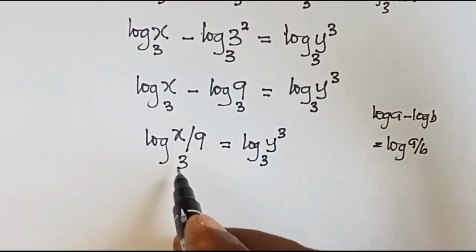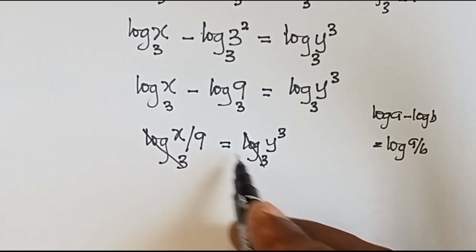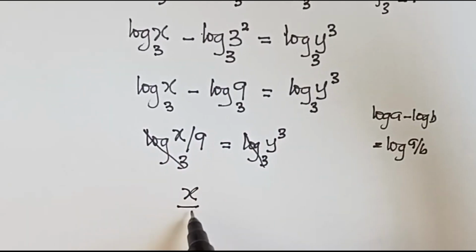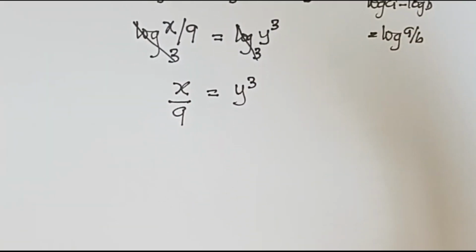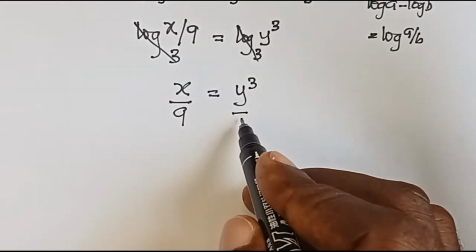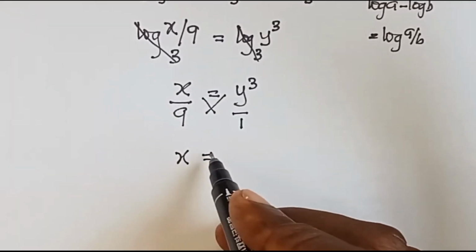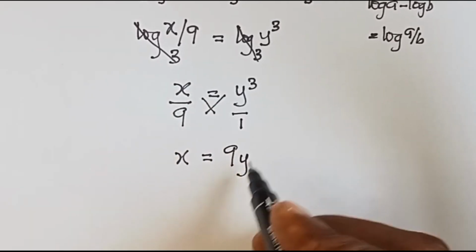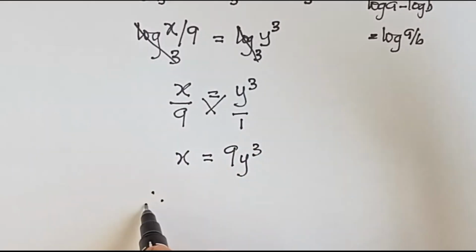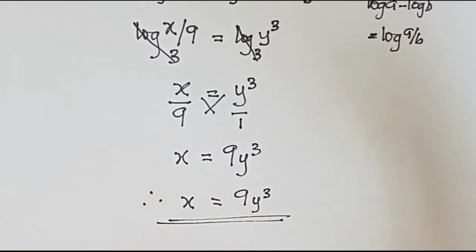Okay, from here, we can cancel out the log base 3. The log to base 3 cancels the log to base 3 here. Then what do we have? We have x over 9 equals y raised to power 3. Now, how do we find x, or how do we make x the subject of the formula? It is to cross multiply. We can make this 1 over 1, then we cross multiply. We have x times 1 gives us x, and we have 9 times y raised to power 3, which gives us 9y raised to power 3. So it means x is equal to 9y raised to power 3. This is our final answer.